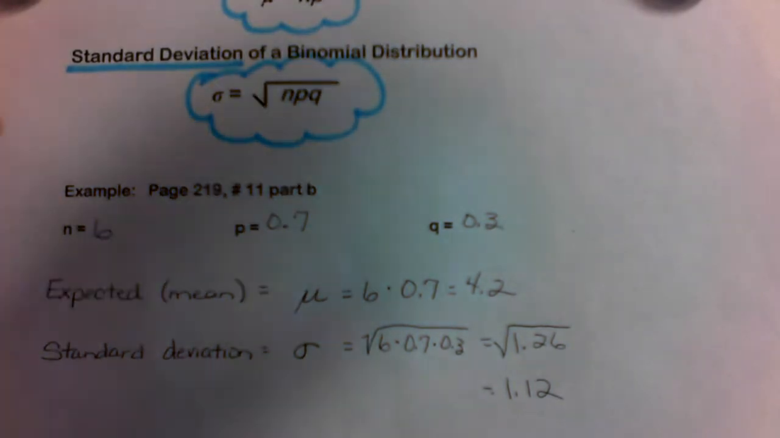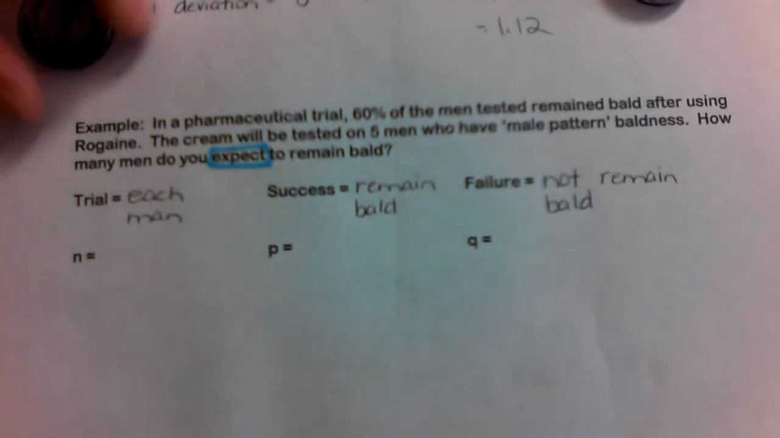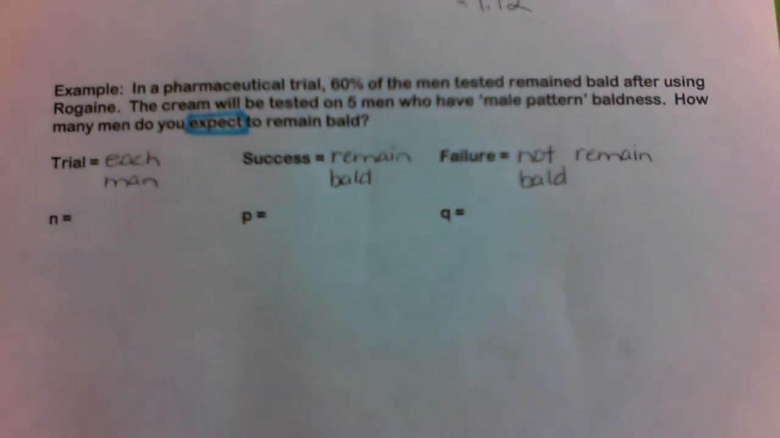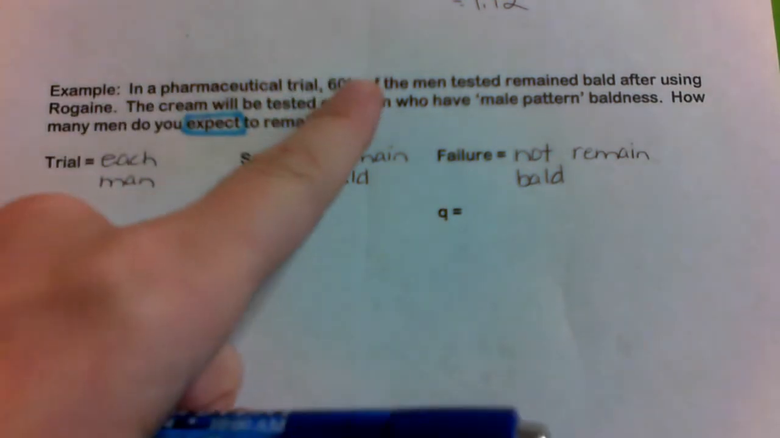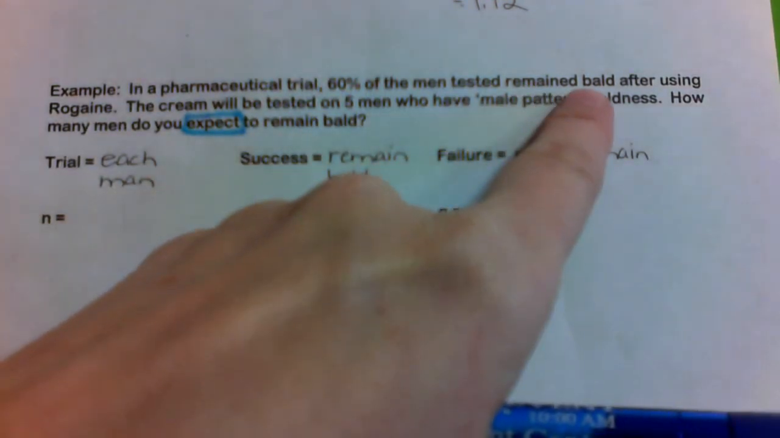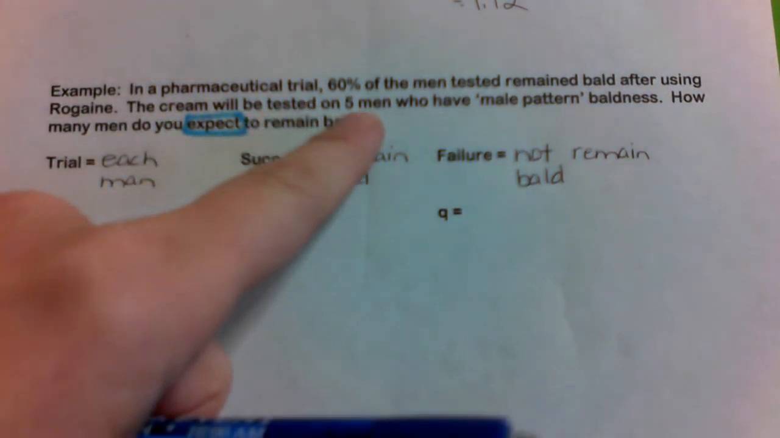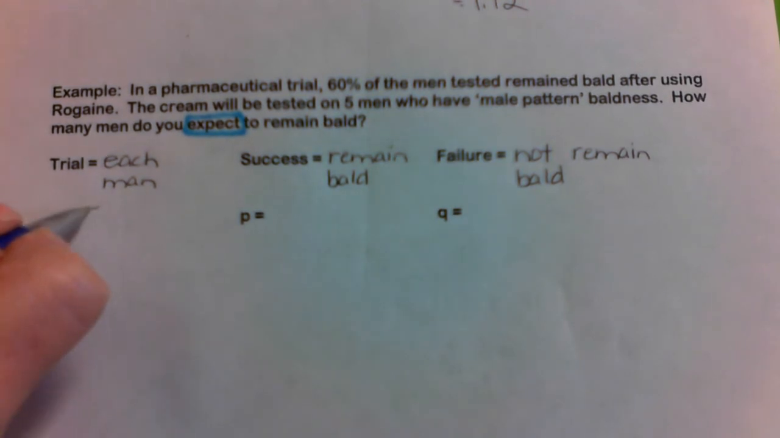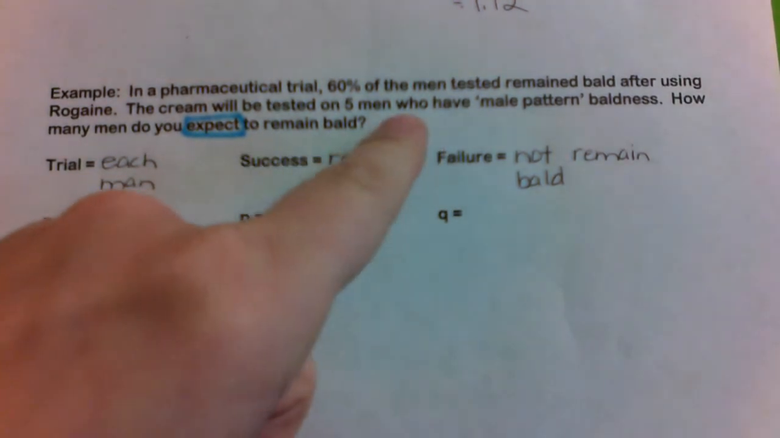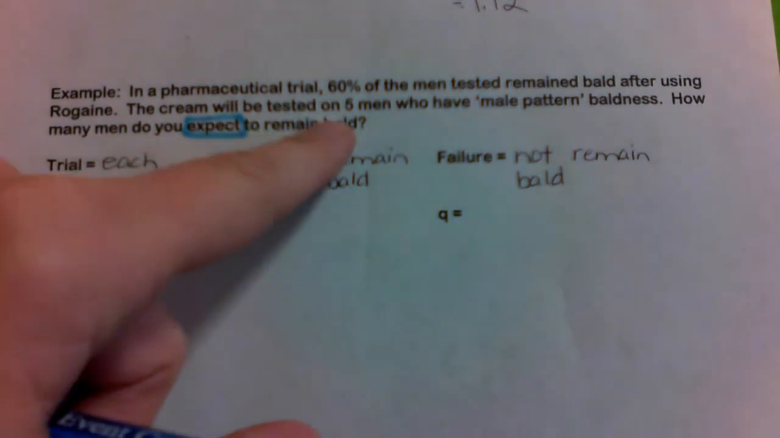So we're going to do 2 more problems that are applications, so you can see how these problems might be worded and how to pull the information out. This reads, in a pharmaceutical trial, 60% of the men tested remained bald after using Rogaine. The cream will be tested on 5 men, so the trial is each man, and there are 5 of them, so there's 5 men who have male pattern baldness. How many men do you expect to remain bald?